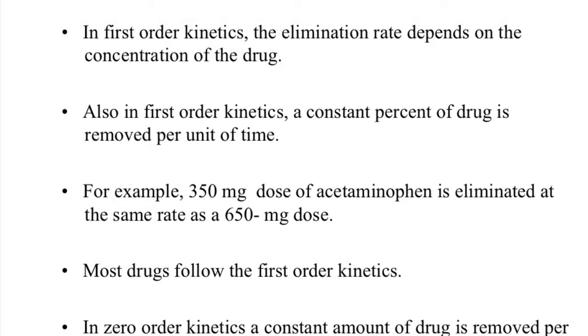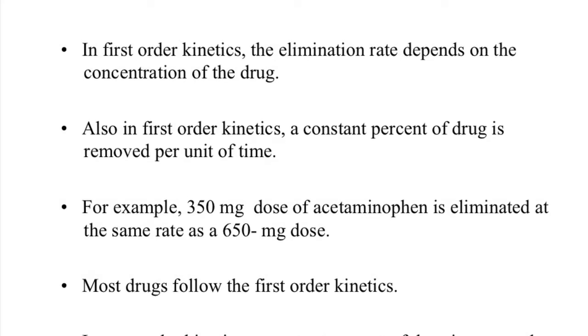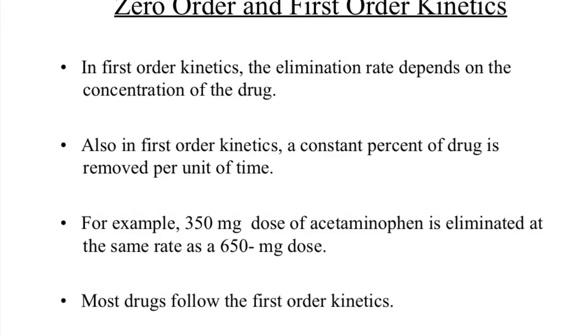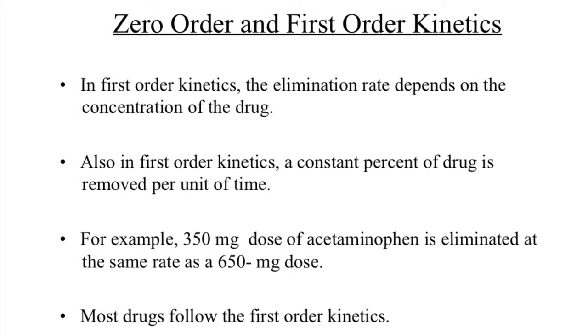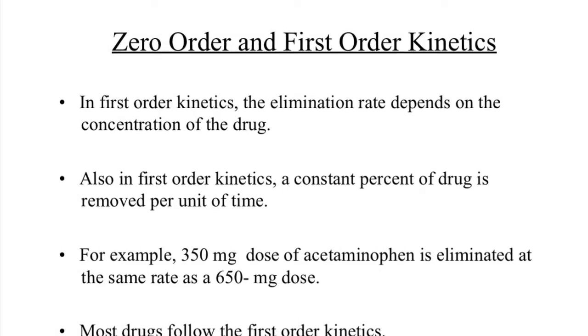Now we'll move to zero order and first order kinetics. When the drug is in the body and it comes out, by elimination or excretion, that follows some order. In first order kinetics, the elimination rate depends on the concentration of the drug. The higher the concentration, the higher the rate. As the concentration goes down, the rate also goes down. On the other hand, in zero order kinetics, it doesn't matter what the concentration is, the same amount of the drug will be eliminated each time.